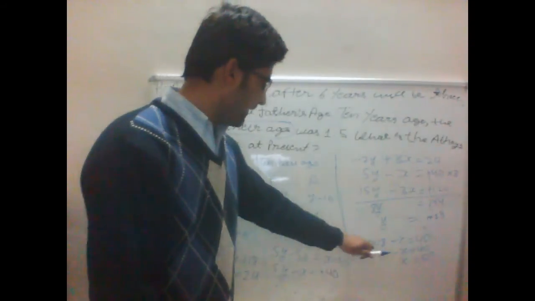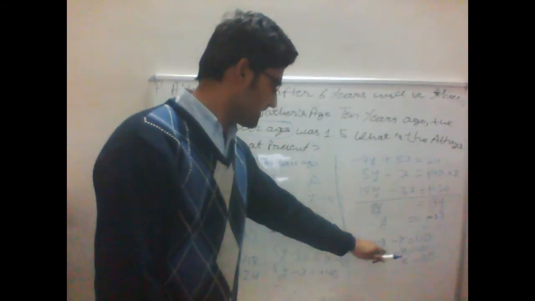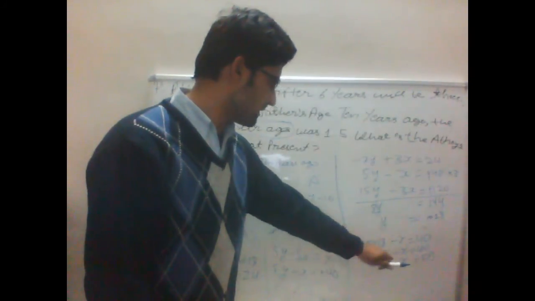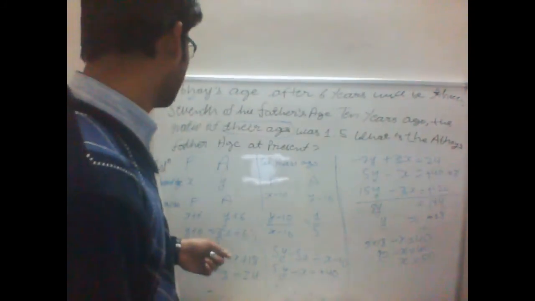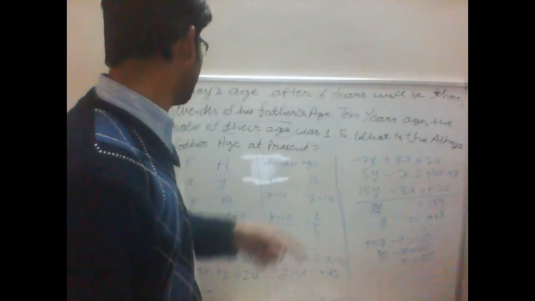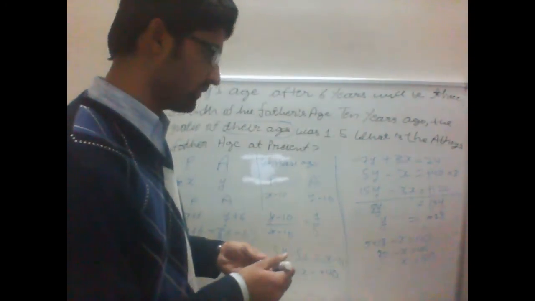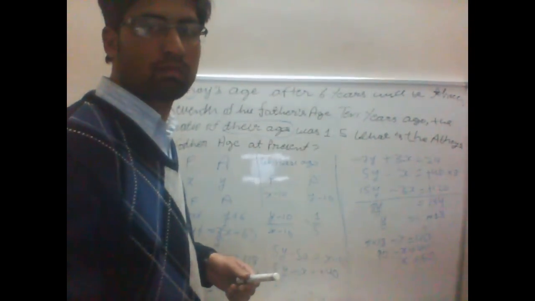So we have taken 5 times 18, which is 90, minus x is equal to 40. So 90 minus x is equal to 40 and x is equal to 50, which is the required answer that we need. Our father's age, the father's age is 50 years.